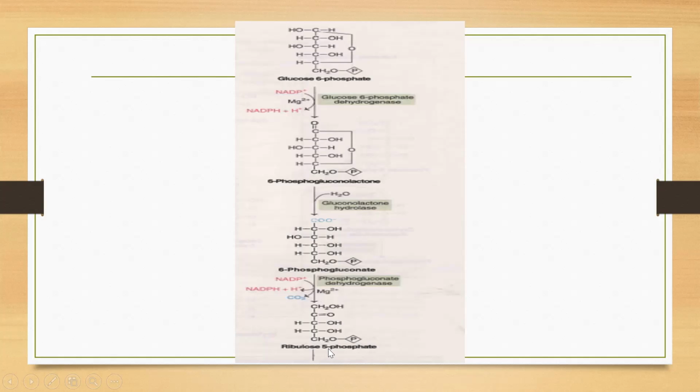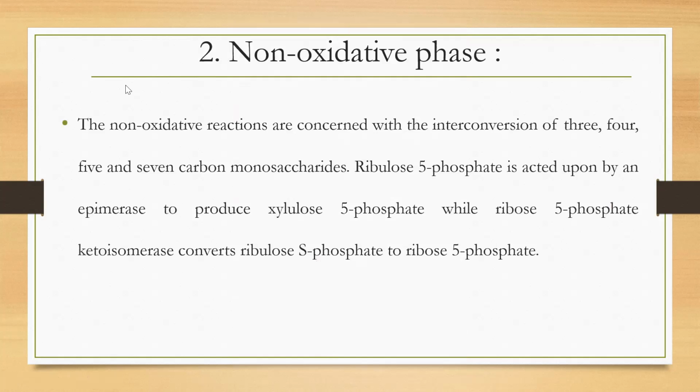Now, the second phase is the non-oxidative phase. As we all know, non-oxidative phase means no oxidation reaction will occur here. And here the interconversion of 3, 4, 5 and 7 carbon monosaccharides will take place. How this interconversion will take place, and due to which enzyme, we will see later.